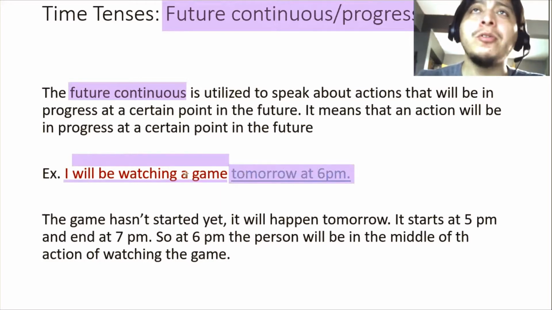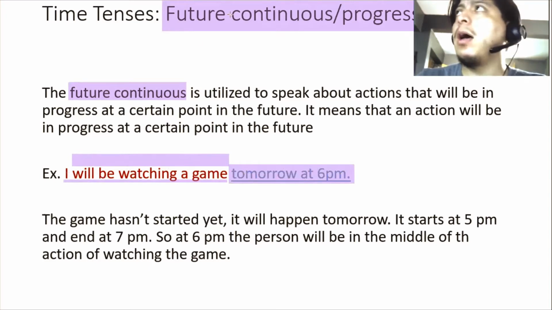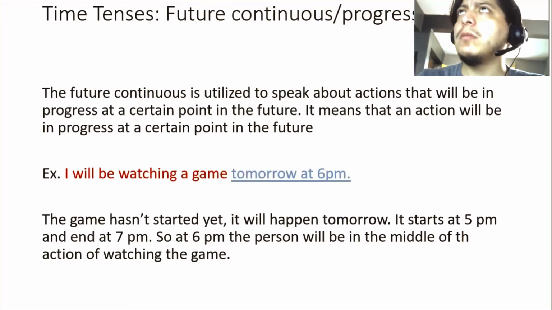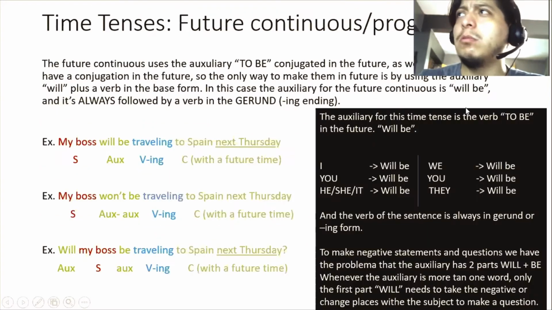That is when you use the future continuous. The future continuous is used, again, to speak about things that will be in progress at a specific time in the future. Okay, so let's check, how do we use it? We know when to use it or why to use it, but we don't know how.